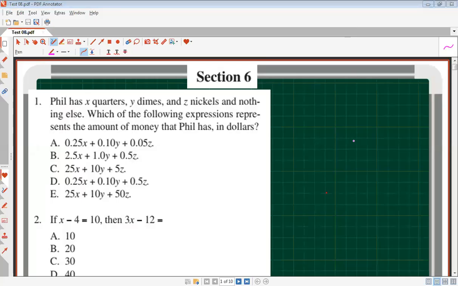Lesson number 6, question 1. This is an easy question, but it may be very difficult if we do not know about the currency system, the coins that are used in the US.